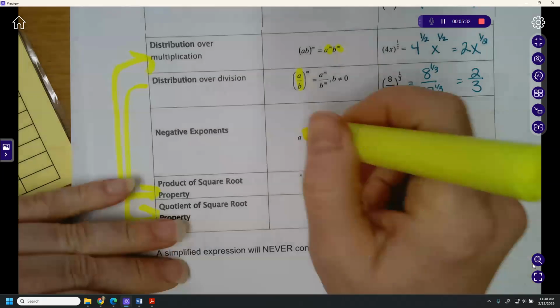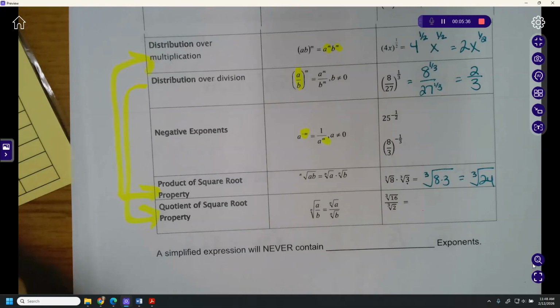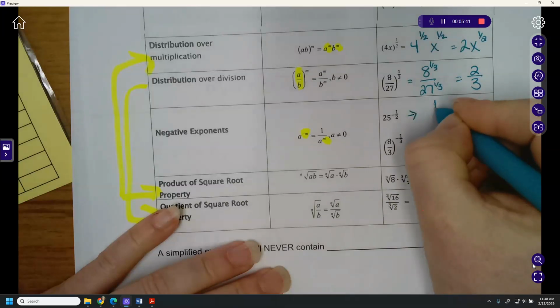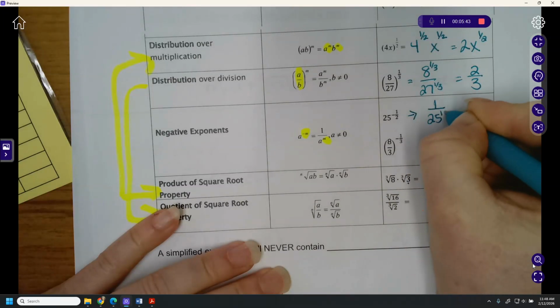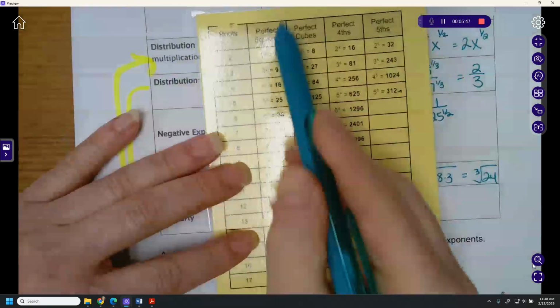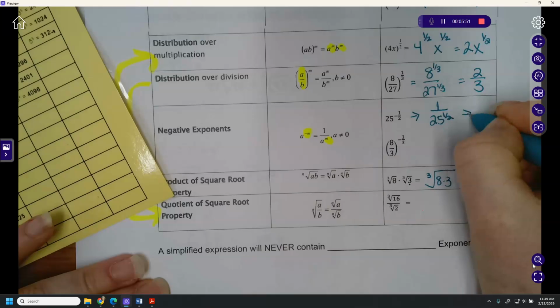Negative exponents mean to take the reciprocal. When we're looking at that in fraction form, still the same thing. This would be 1 over 25 to the 1/2. 25 to the 1/2 is the square root of 25, and the square root of 25 is 5. So we could actually go further to 1/5.